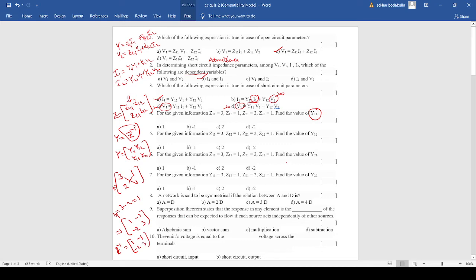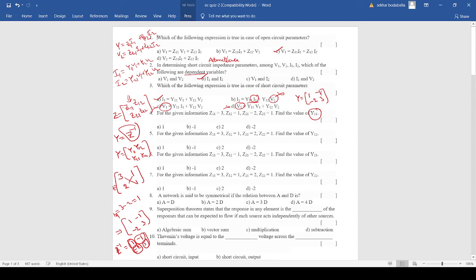So this indicates Z inverse is nothing but Y. So Y11 is this element, Y12 is this element, Y21 is this element, and Y22 is this element. So I am writing here this Y matrix. Y is equal to 1, minus 1, minus 2 and 3. So this is the matrix.